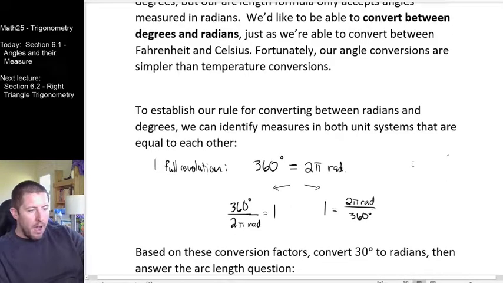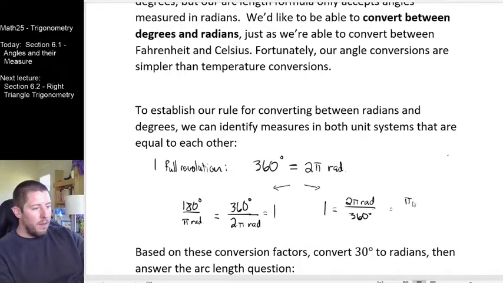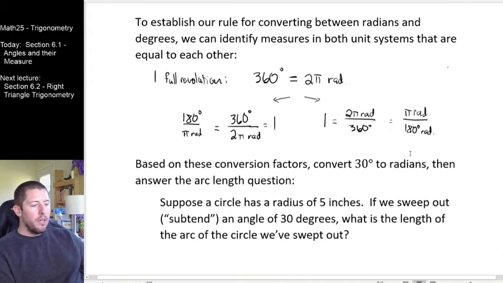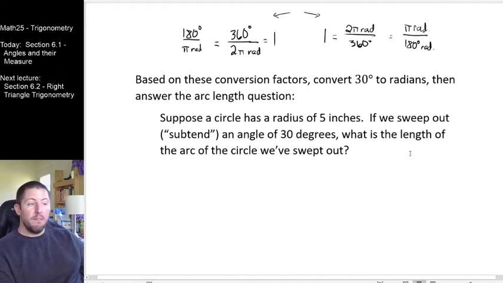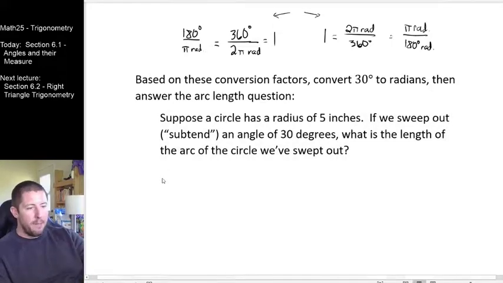And by the way, often people will reduce these. We can do a little bit of fraction reduction. 180 degrees is the same thing as pi radians. And we get the same thing over here: pi radians per 180 degrees. So this is our multiplicative conversion factor. What we can do is use this now to convert 30 degrees to radians. And once we've got that, we can then use our formula to finally answer this question. So let's go ahead and do that.